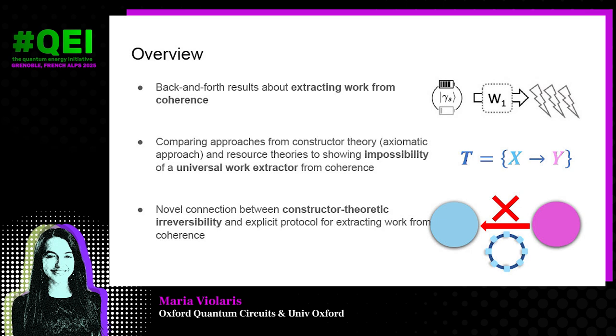Then I'm going to compare some different approaches to understanding how we can extract work from coherence. One is an approach from resource theories and looking at explicit quantum dynamics, trying to understand the resources that go into doing a work extraction task. And another is from a theory called constructor theory, which has a different approach to thermodynamics and to physics more generally. And at the end, I'll introduce a novel connection between some of the ideas I've been looking at in the constructor theory of thermodynamics and this quantum protocol for extracting work from coherence that I'm comparing to.